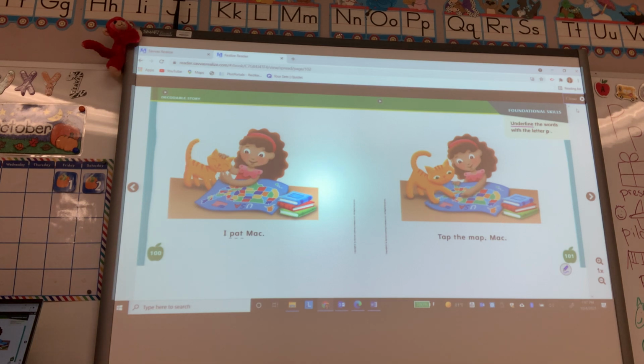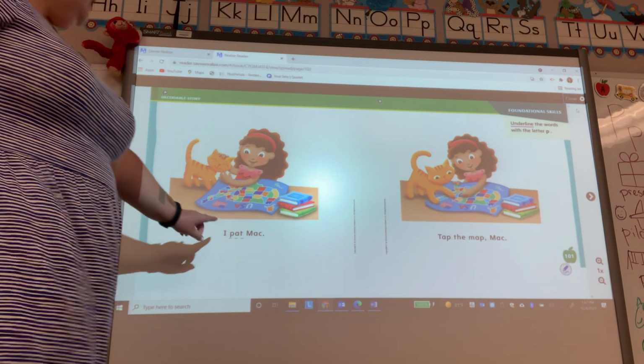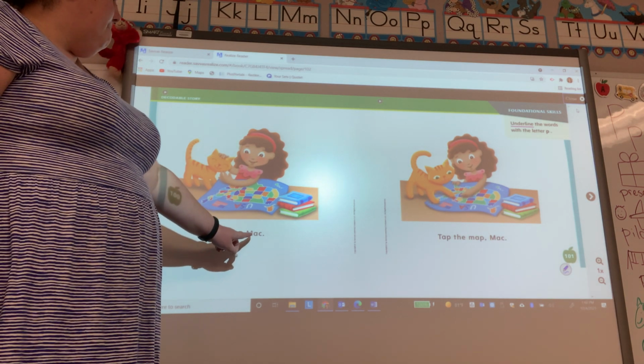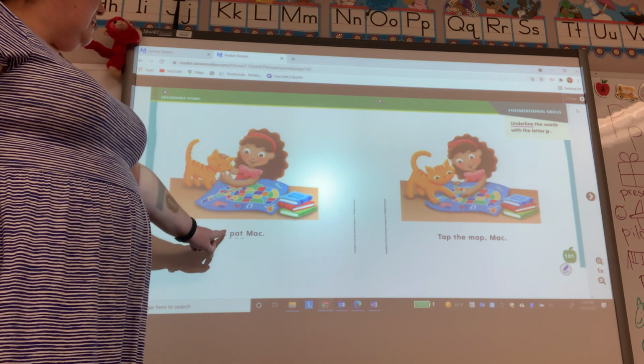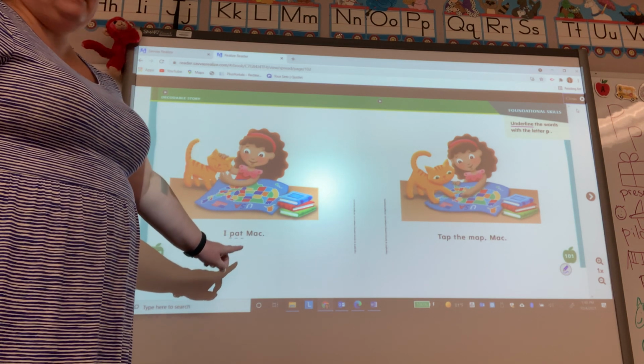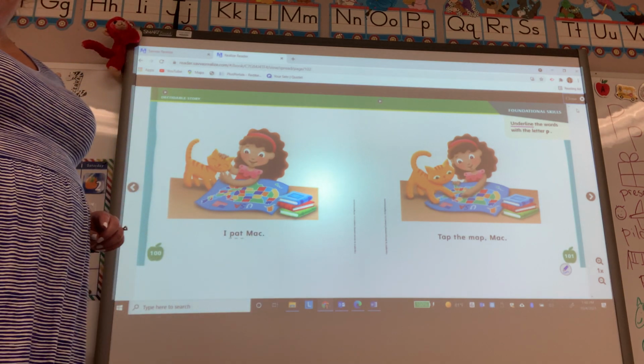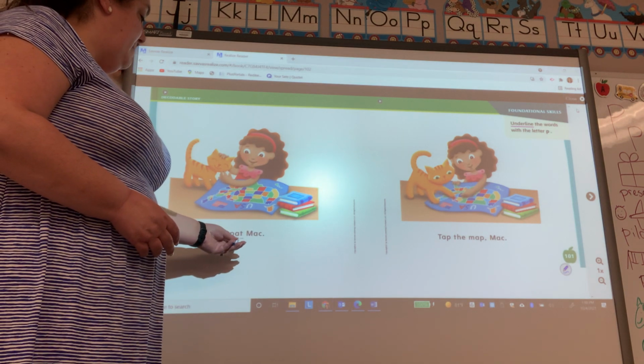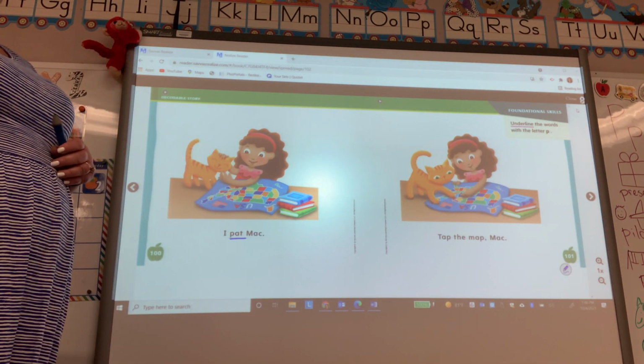Now we're going to underline the words with the letter P, okay? I, Pat, Mac. And they've done it for us. They've underlined the word hat. That is a letter P word.